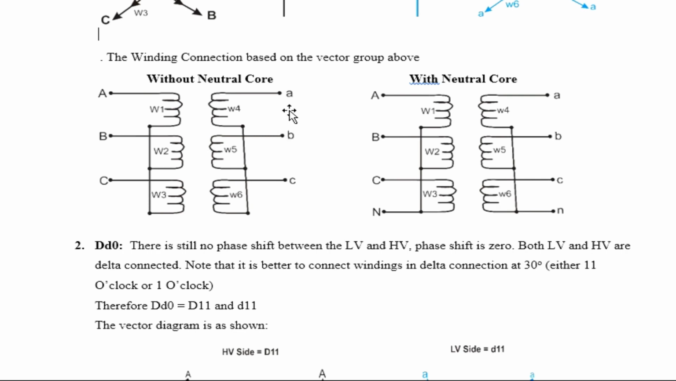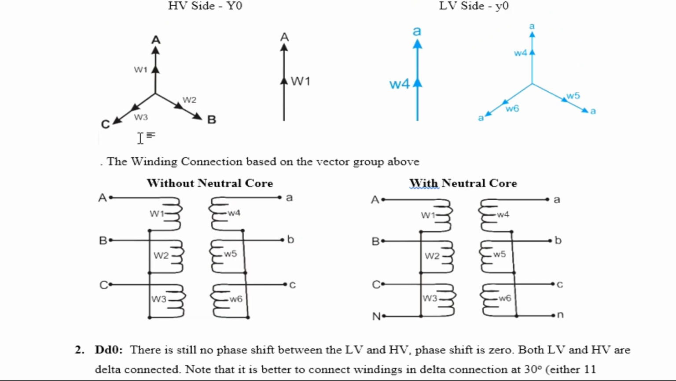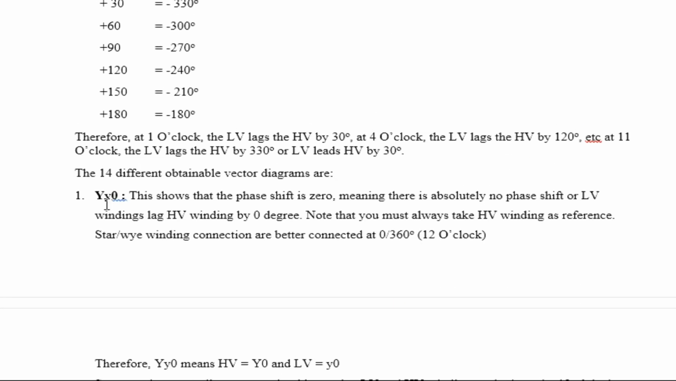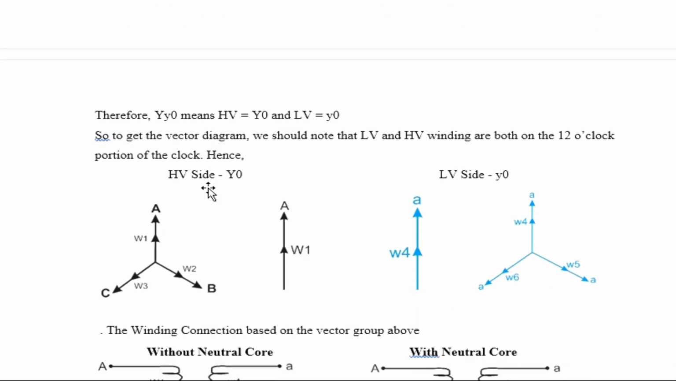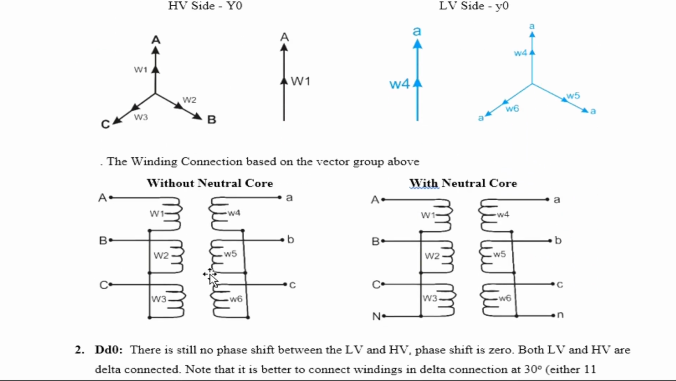Now we move to the drawing. It's very easy to draw. Now look at it. They told us that we are going to be drawing YY0 with no neutral. But usually there should be a neutral for this kind of transformer. It's supposed to be YNY0 or YYN0. So it depends. Since there is no neutral, this is how you are supposed to draw it.